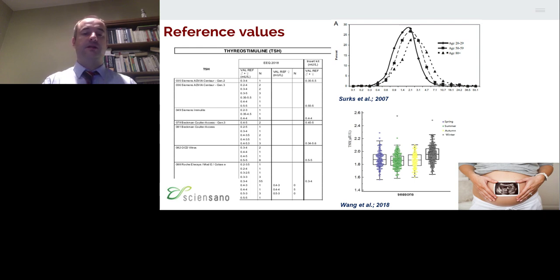Pregnancy, need to adjust for the trimester-specific value, as the free T4, for example, could decrease according to the trimester of pregnancy. And that's important also to avoid misinterpretation of hypothyroxinemia in pregnant women. So reference value matters.